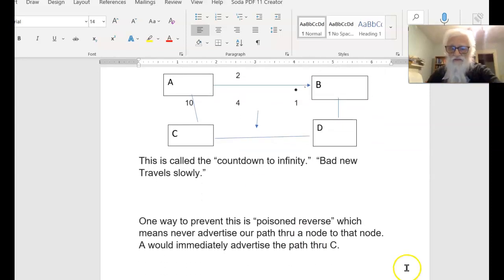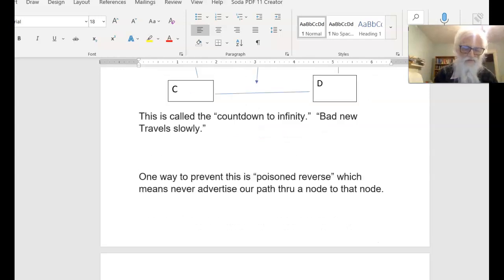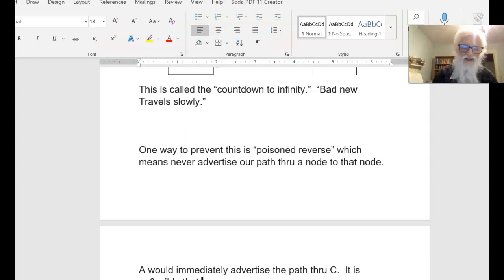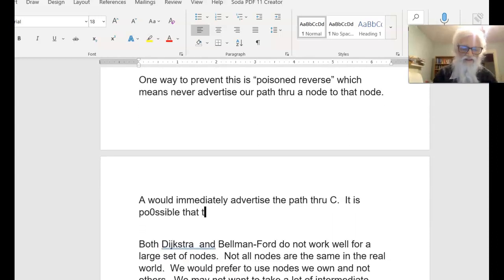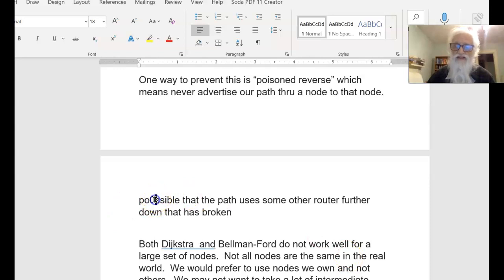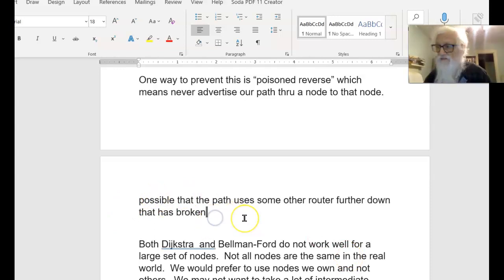This doesn't solve the problem entirely, though. It is possible that the path uses some other router further down, and that has broken, and we really can't get rid of it.